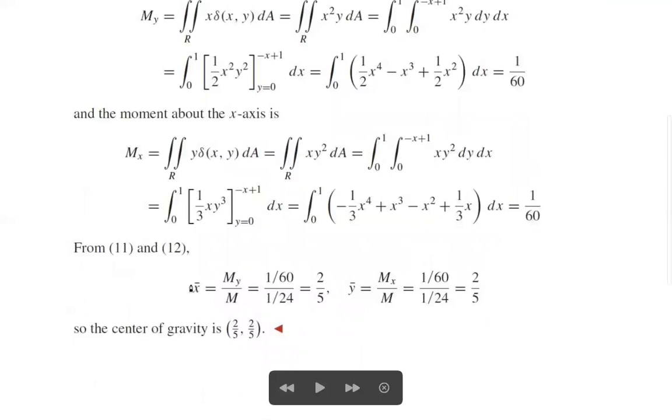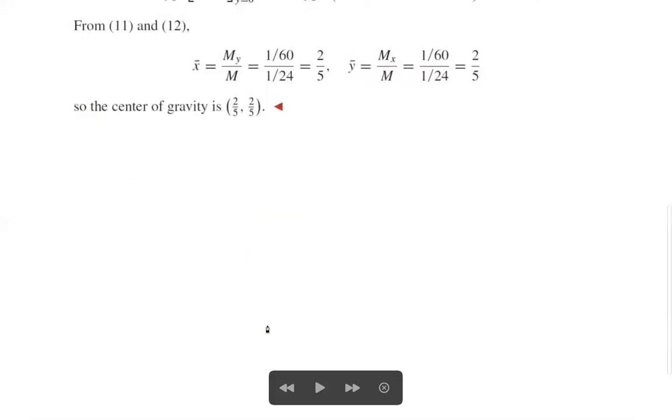So the center of gravity x bar, y bar: x bar is equal to My by m, which is 1 by 60 divided by 1 by 24, equal to 2 by 5, and y bar is equal to 1 by 60 divided by 1 by 24, which is equal to 2 by 5. So 2 by 5, comma 2 by 5 is the center of gravity of the lamina.